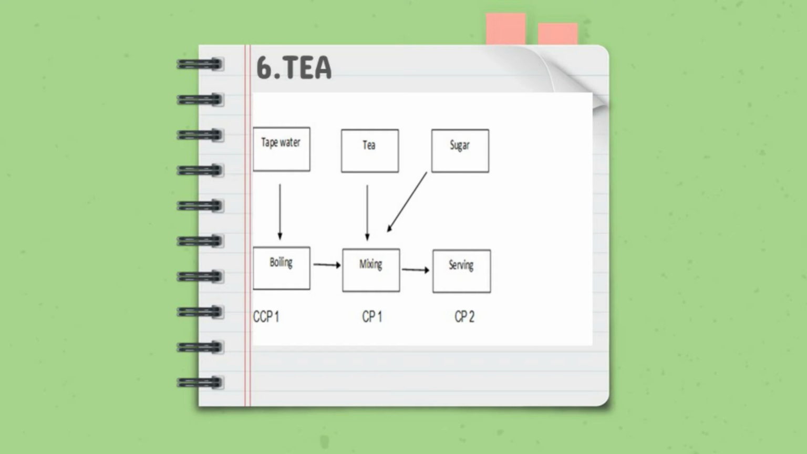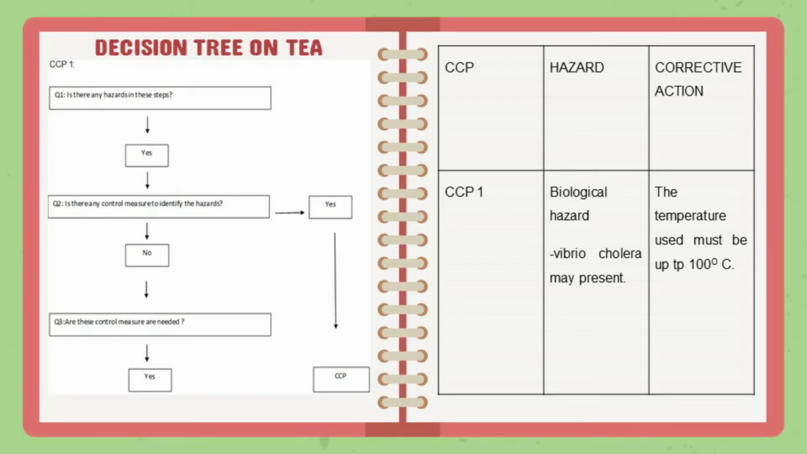From the tap water, it should be boiled. After it's boiling, it should be mixed with the tea and sugar. The decision tree for the tea is for the CCP one, which is boiling, is the CCP. The corrective action is the temperature for the boiling must be up to 100 degrees Celsius.